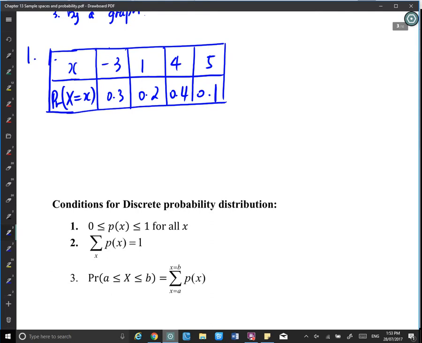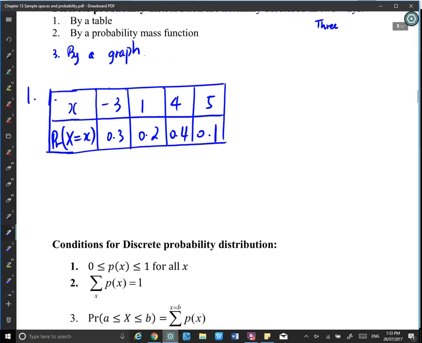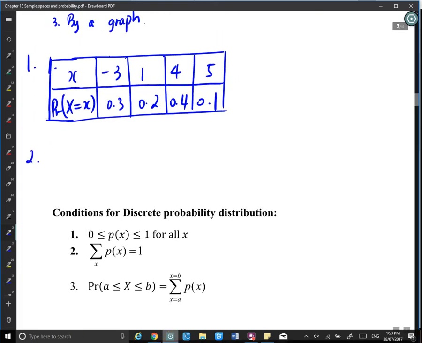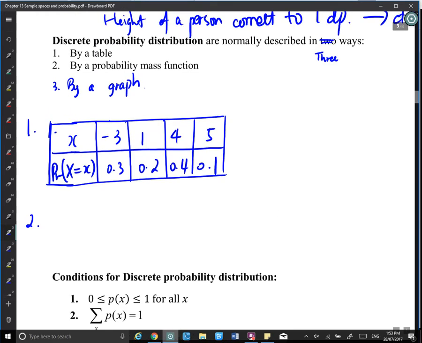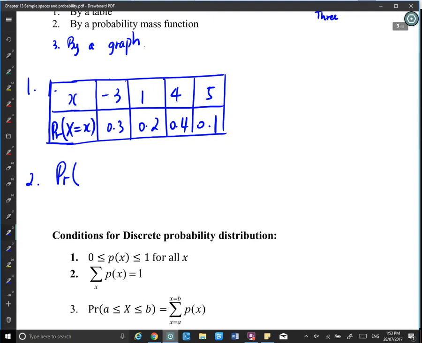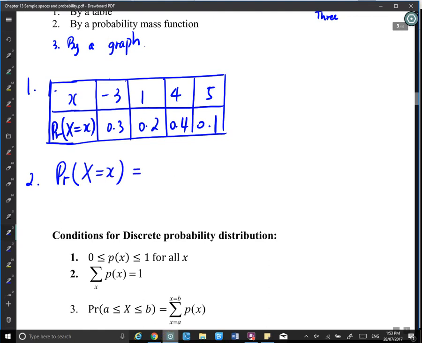So that's by a table. I'll talk more later about how it can become a table. Number 2 is by a probability mass function. So I can say it's not given a table. The advantage of a table is I can see directly what each value can take. It's very obvious, but the function will be a little bit less obvious.